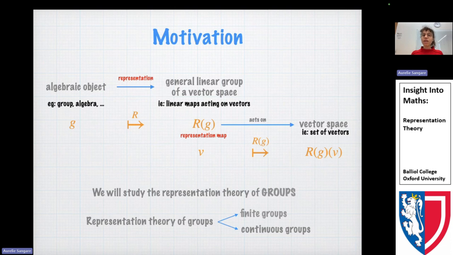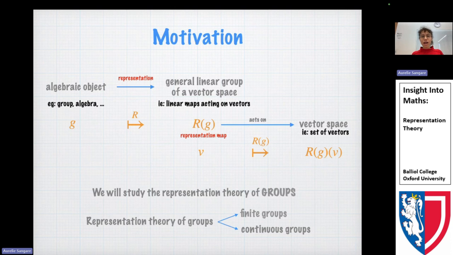So your representation map is the linear map that you get when you apply your representation R to the elements in your algebraic object. And this representation map belongs to what we call the general linear group of a vector space. This general linear group is just by definition the set of linear maps that act on the vectors in the vector space. So your representation map takes a vector small v and acts on it and gives you back another vector R of g of v in your vector space. And that is how your algebraic object acts on your vector space. The representation acts on an element small g in your algebraic object and gives a linear map R of g, which is called a representation map. And this representation map takes a vector small v in your vector space and gives back another vector R of g of v in your vector space.